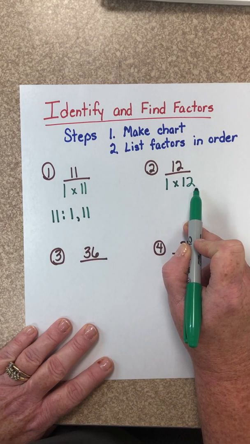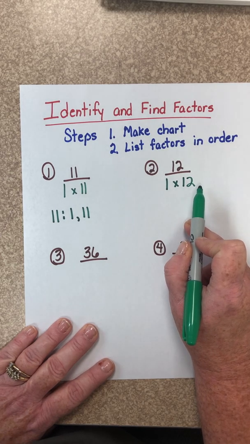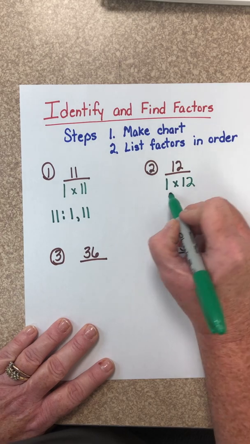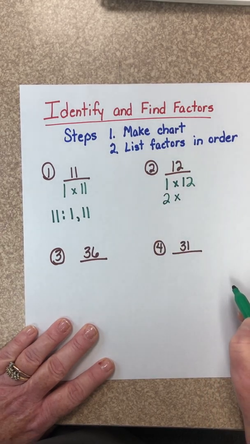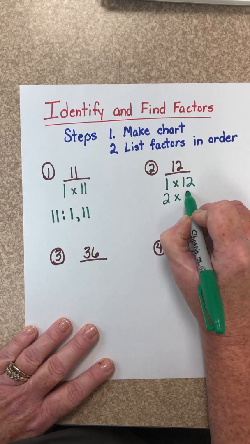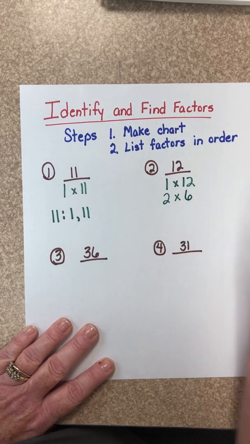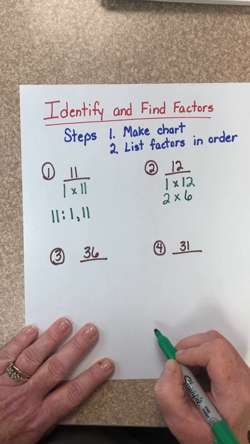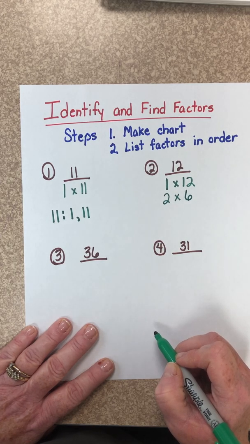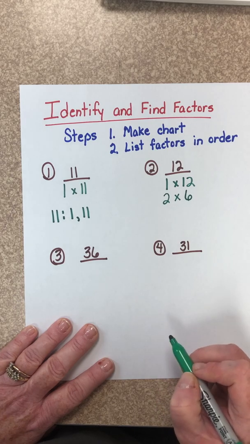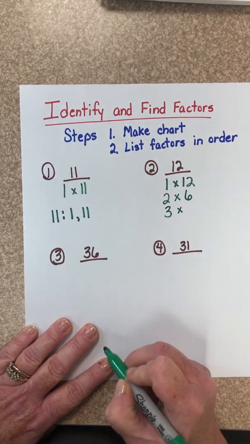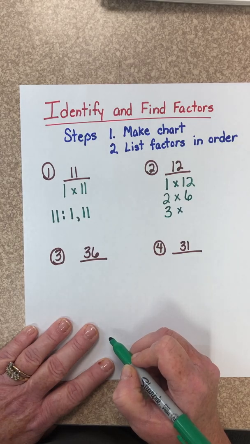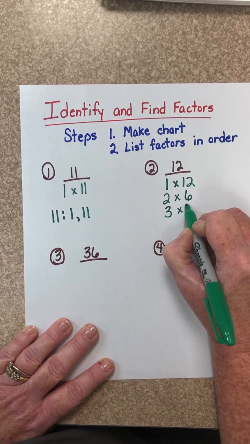Now let's go to the next prime number. That's the number 2. 2 times what will give us 12? That's 6. 2 times 6 is 12. Are there any other factor pairs that would give us 12? Well, 3 is a prime number. 3 times what would give us 12? Well, 3 times 4 is 12.